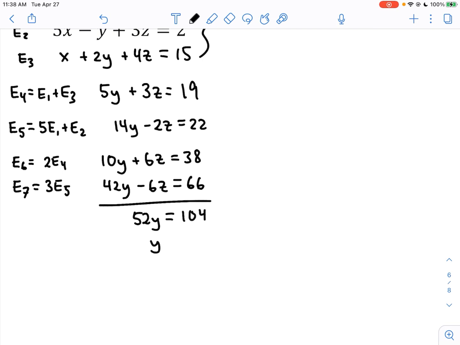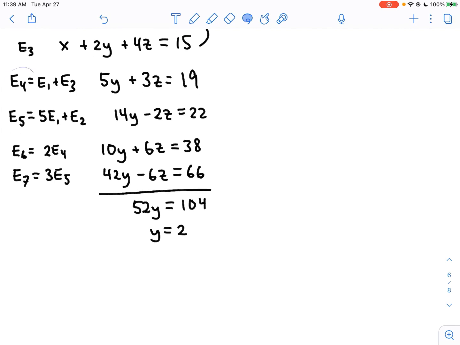Fortunately, we wind up getting a whole number for y. This doesn't always happen. Sometimes you get fractions for your answers, but we get y equals 2. Now once you know that y is 2, I would substitute it into either equation 4 or 5. These only have y's and z's, and if you know y, you can then find z. So we're going to go back to equation 4, for example, and plug in y equals 2. So we have 5 times 2 plus 3z is equal to 19.